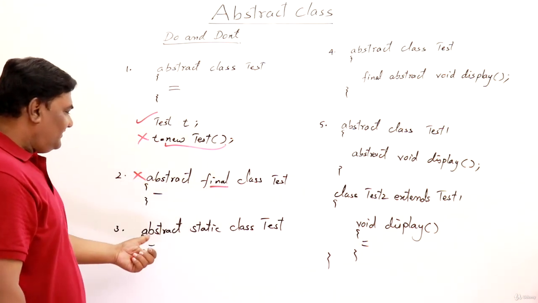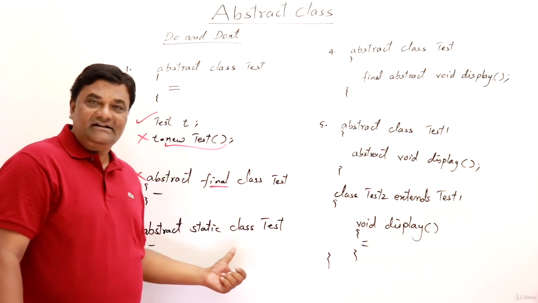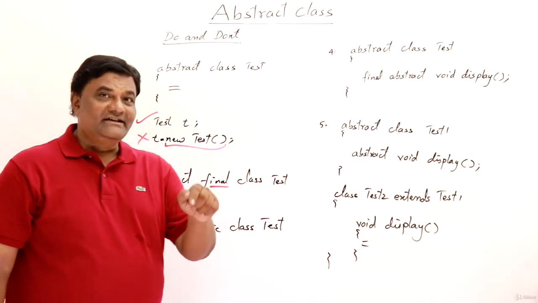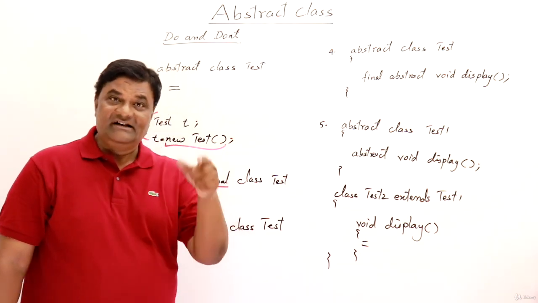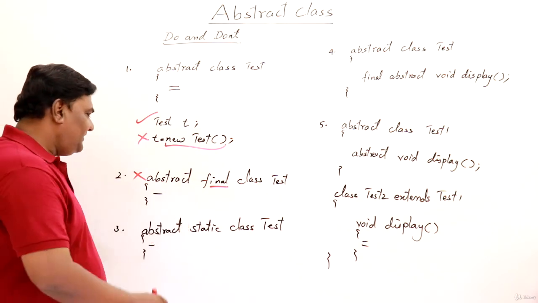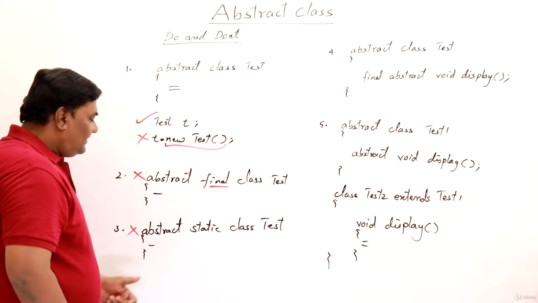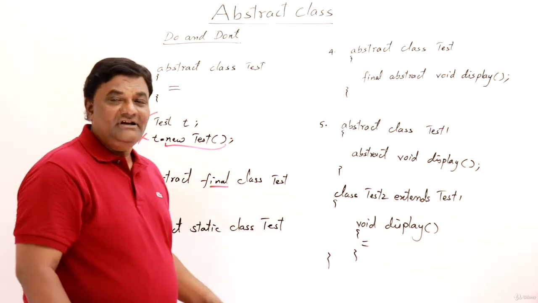And next, an abstract class cannot be static. Usually static classes are nested classes. We have not learned about this. At that time I will tell you again. You cannot make them abstract. So a static class cannot be abstract.